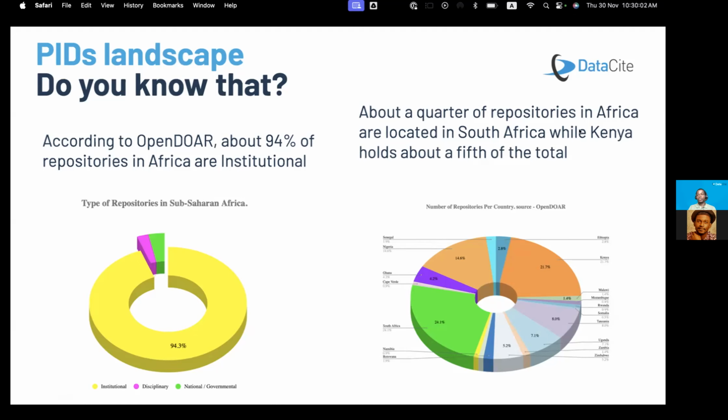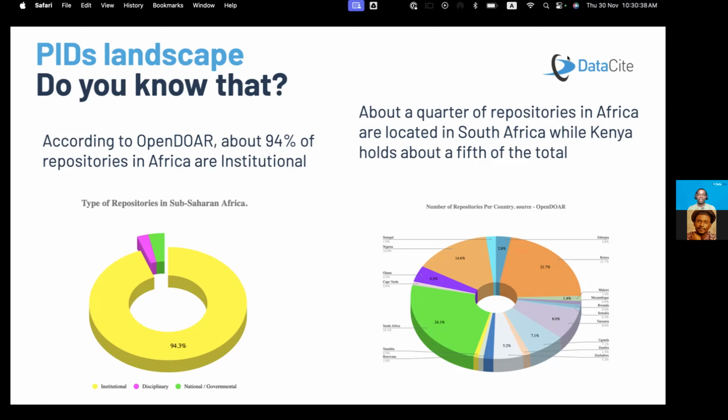Additionally, it will interest us to know that about a quarter of repositories in Africa are located in South Africa. Mind you, South Africa is not the country with the largest number of universities nor population. But in terms of acceptance of open science, in terms of the number of the PIDs infrastructure, they take about 25%.